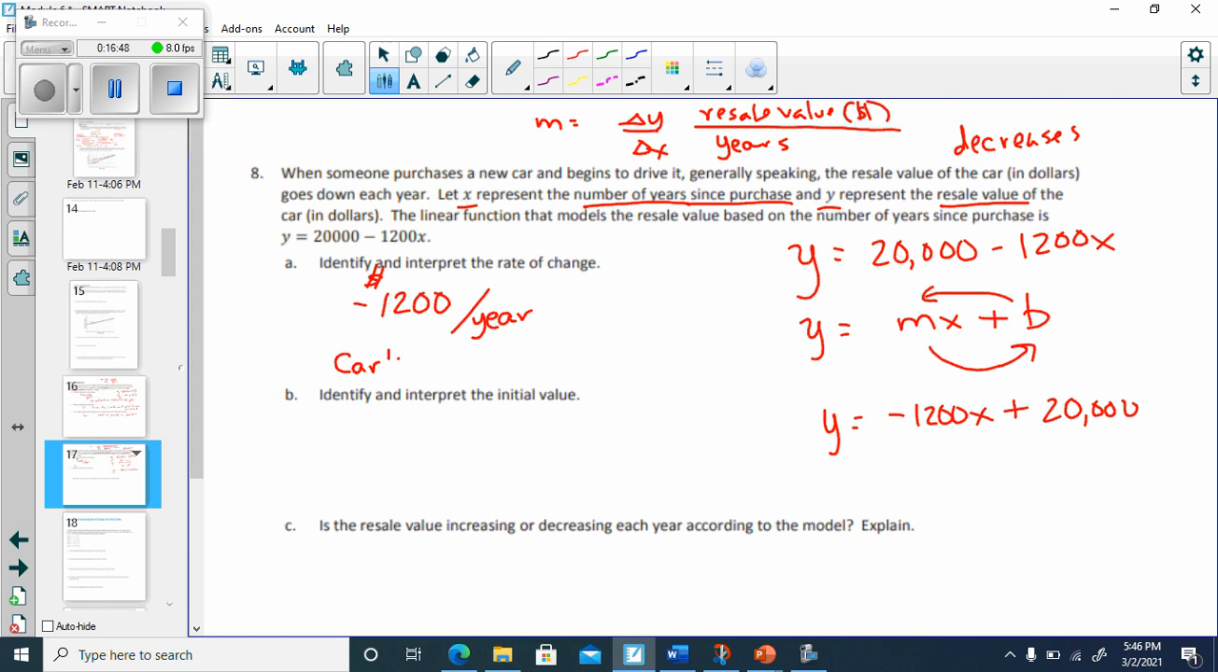The car's resale value goes down $1,200 each year.